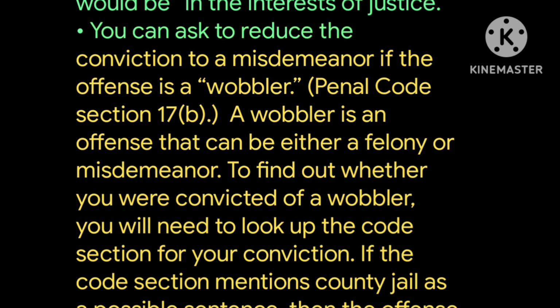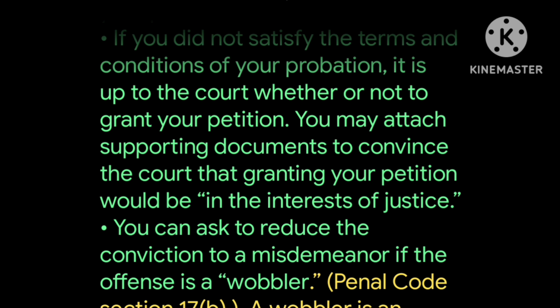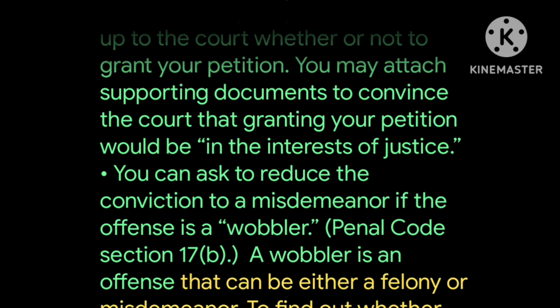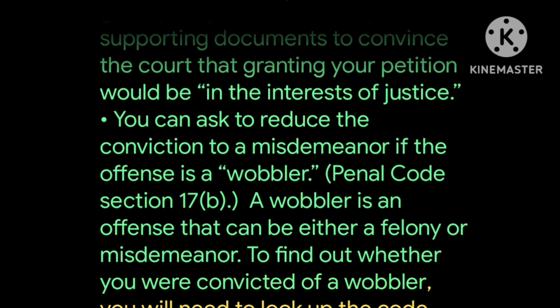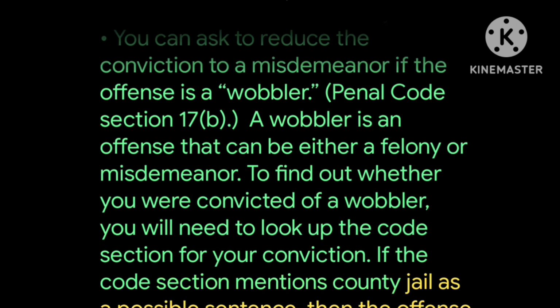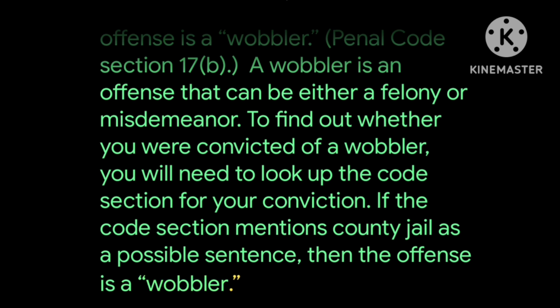You can ask to reduce the conviction to a misdemeanor if the offense is a wobbler. Penal Code Section 17(b). A wobbler is an offense that can be either a felony or misdemeanor. To find out whether you were convicted of a wobbler, you will need to look up the code section for your conviction. If the code section mentions county jail as a possible sentence, then the offense is a wobbler.